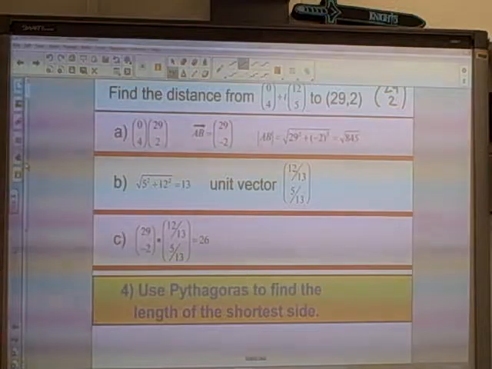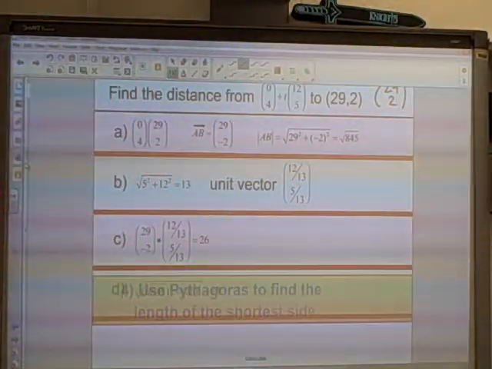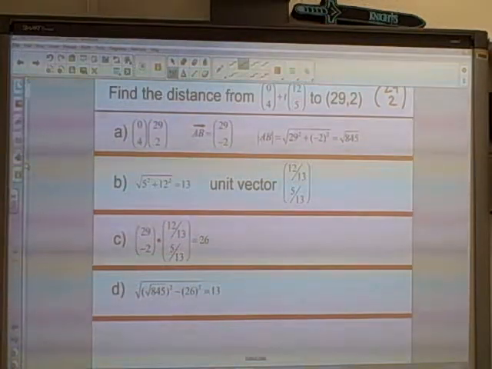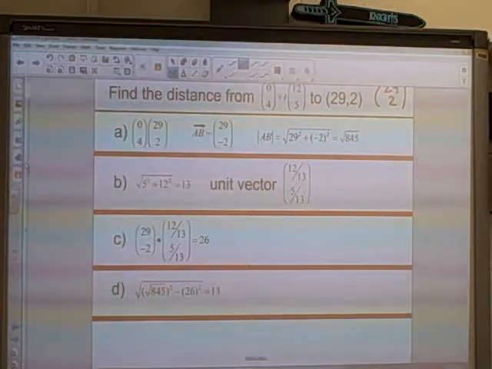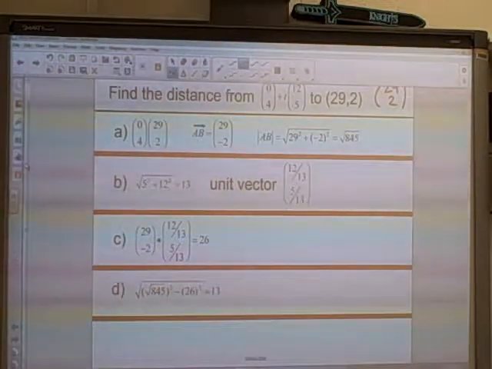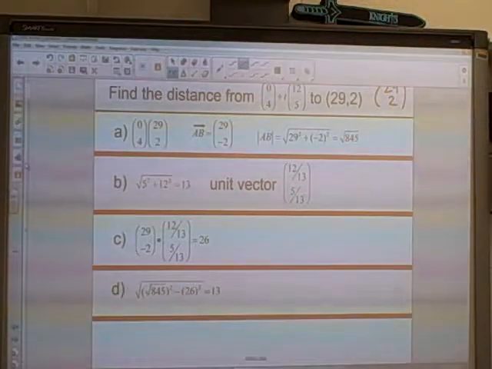Now once you've got your 2 side lengths, this length and this length, then use Pythagoras to find the length of the 3rd side, and you're done. So although it looked very complicated on that first example we did, those 4 steps actually, once you get used to them, are not too bad, but you just need to remember that procedure as you're going along.